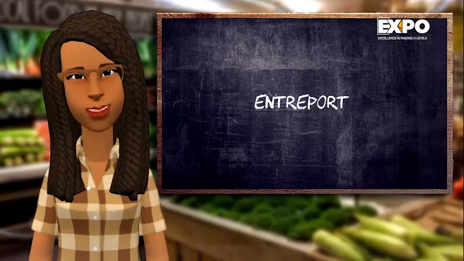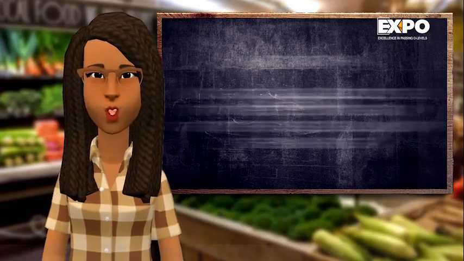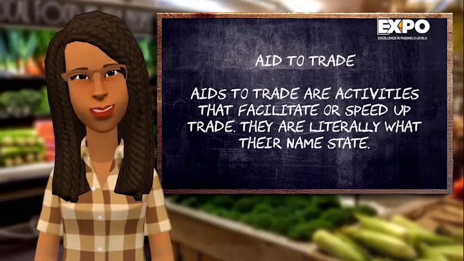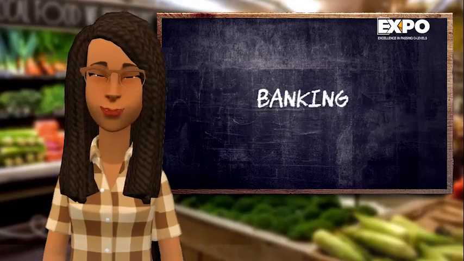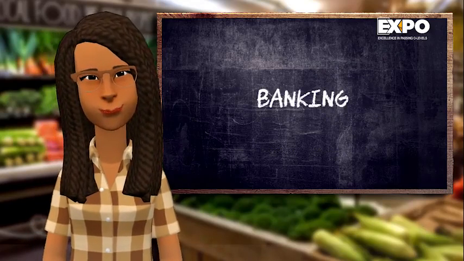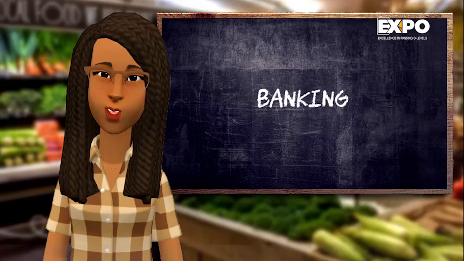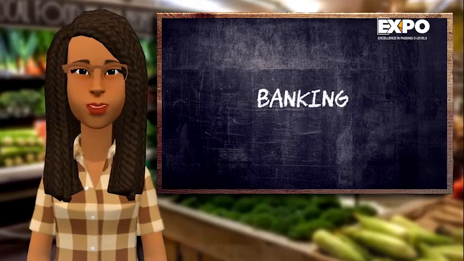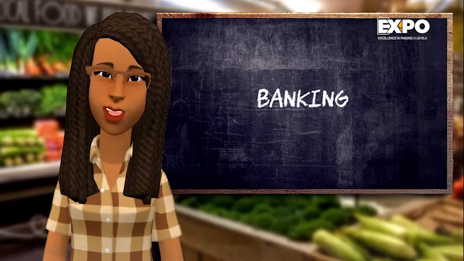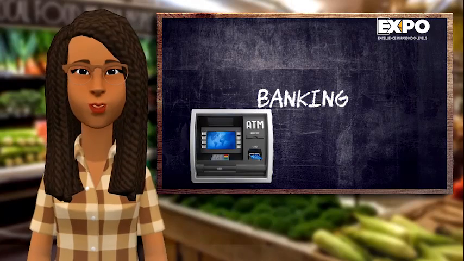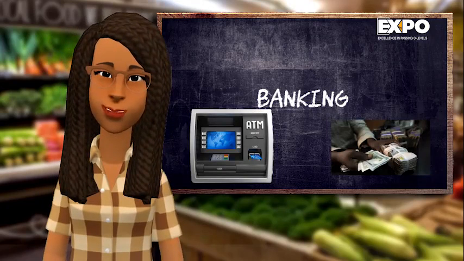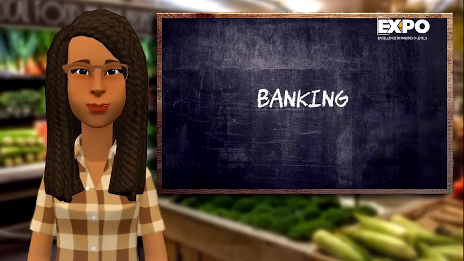Now let's look at another side of the table, shall we? Aids to trade are activities that facilitate or speed up trade. They are literally what their name states. Banking is the mechanism by which money and valuables are stored, loans are raised, and money created. It is an extremely vital factor in the commercial field as they make funds available to assist in daily purchases. For example, if you need to buy something, you can choose to pay with your ATM or you pay in cash. Whatever means you choose to pay with, it's easy for you to transact because there is a bank.